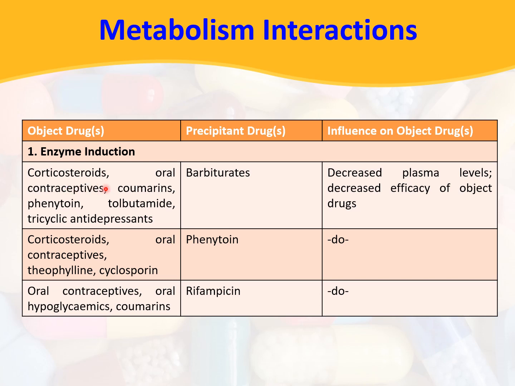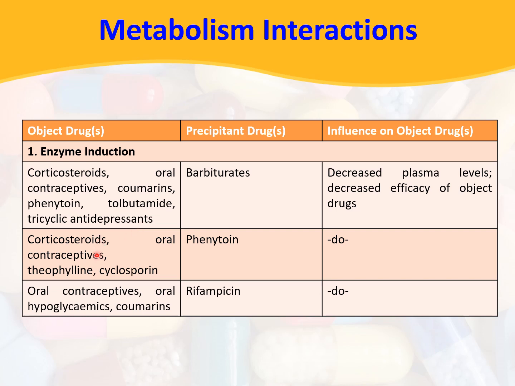Drugs such as corticosteroids, oral contraceptives, coumarins, phenytoin, tolbutamide, and tricyclic antidepressants, whenever they are taken along with barbiturates, have decreased plasma levels, and this leads to decreased efficacy of these object drugs. Barbiturates decrease the plasma levels and overall efficacy is reduced whenever barbiturates are taken along with corticosteroids, oral contraceptives, coumarins, phenytoin, tolbutamide and tricyclic antidepressants.